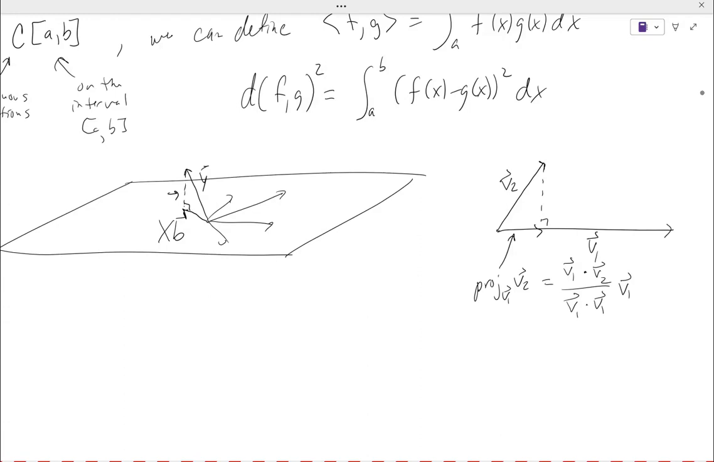And then talk about how we get Fourier series, and then we'll play with GeoGebra a little bit to help us get these things. So, all right.